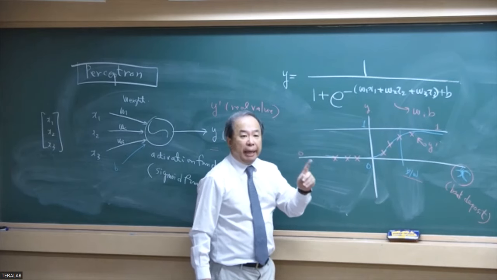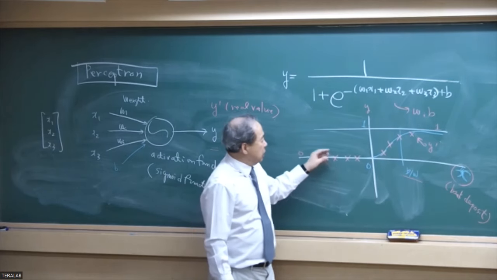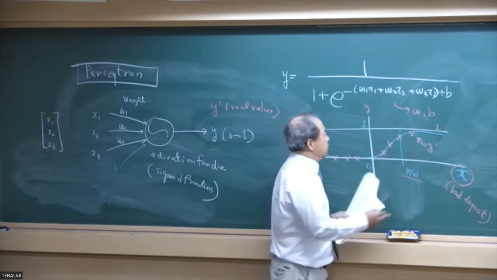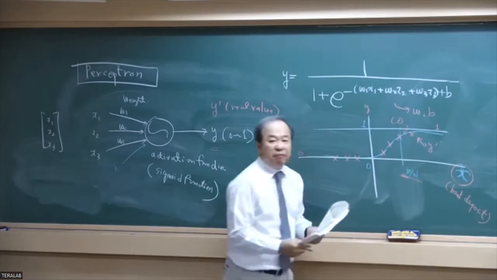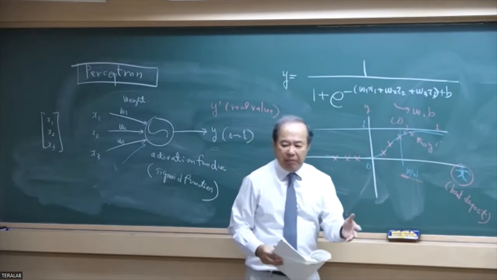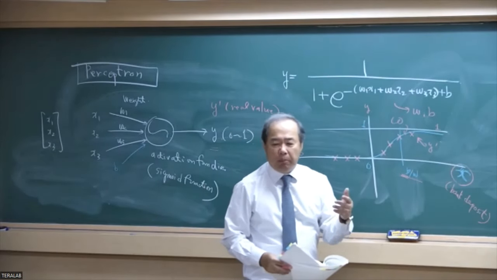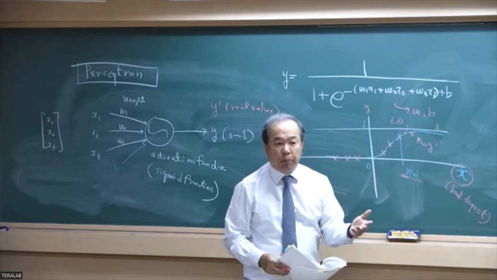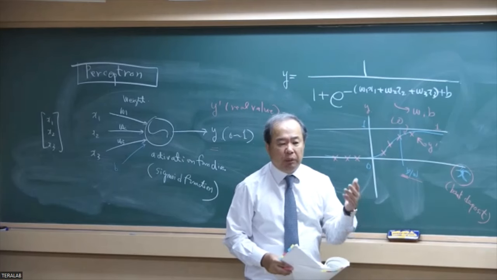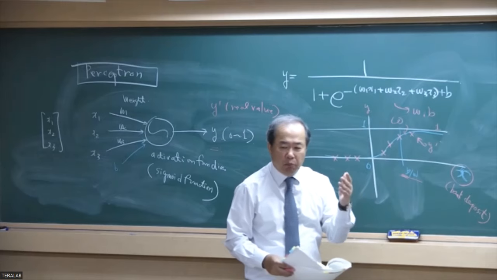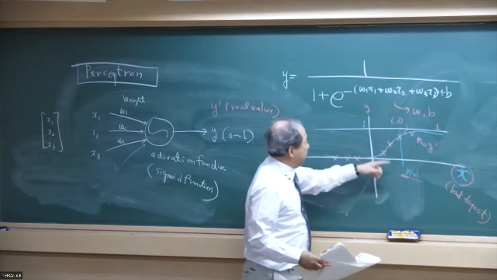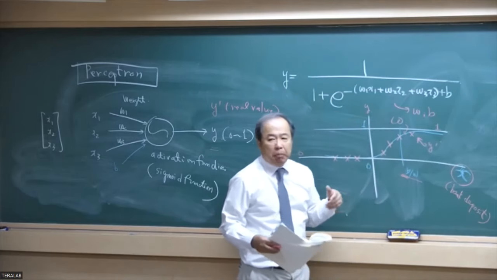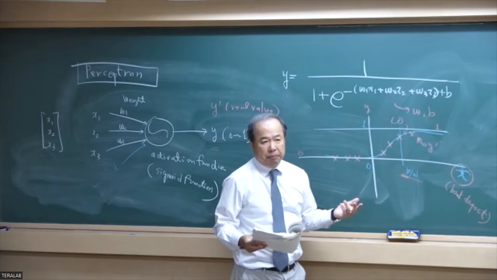But depending on your age and your situation, this slope, which is determined by W, and this bias point may be different. If you are living in San Francisco, even though you have $1 million, you might be a poor person. But if you are 20 years old and living at KAIST, if you have $1 million, you may be a rich person. So this slope and bias are totally determined by experiences.